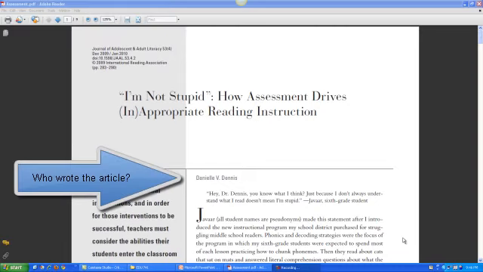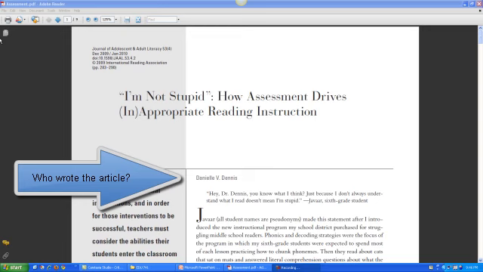One of the first questions that you should have when you read a research article is who has written the article. In this case, you can see that the author is Danielle V. Dennis, but it doesn't say where she is from. You would have to scroll to the very end of the article. Sometimes they put the author's affiliation at the very beginning of the article, and sometimes they put it at the end. In this case, Danielle Dennis is actually a professor from University of South Florida, and again, you could scroll down to the very end and it'll tell you that.